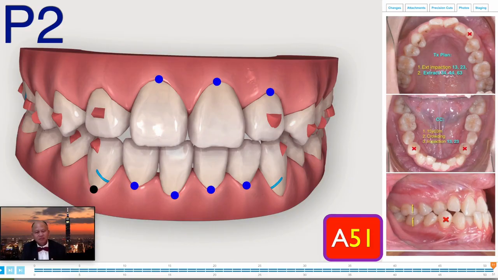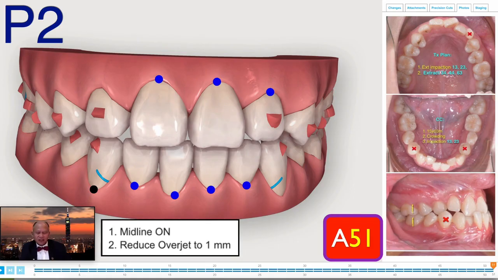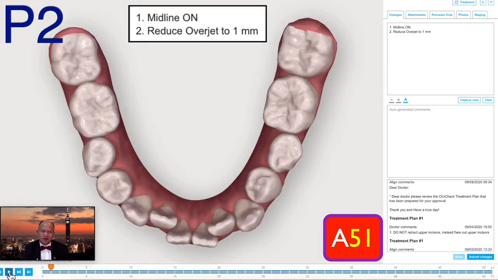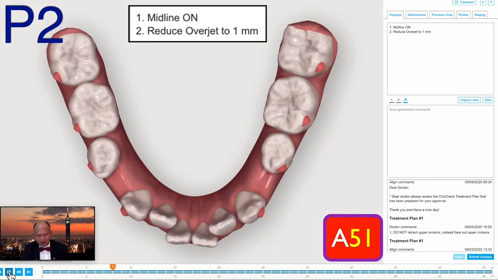How to correct? If you know how, then you can give a precise prescription. But at that time, I only told my technician: midline, align, reduce overjet to 1 millimeter. Did you see how concise my statement is? 1 millimeter is my overcorrection. I don't want 2 or 3 millimeters. So: midline align, reduce overjet to 1 millimeter.